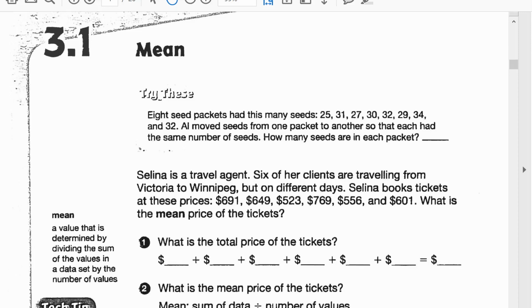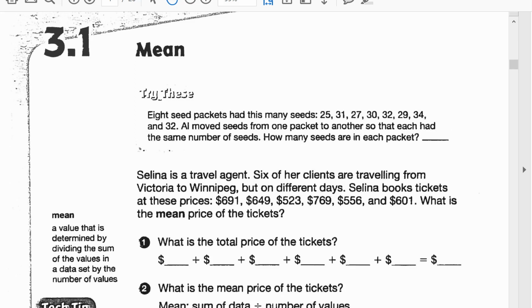All right, today we're going to be looking at 3.1 mean. So 8 seed packets had this many seeds. Al moved seeds from one pack to another so that each had the same number of seeds. How many seeds are in the packet?